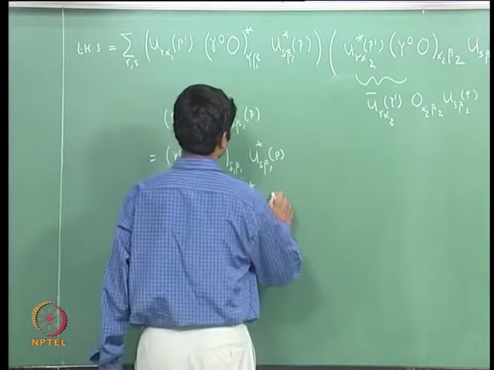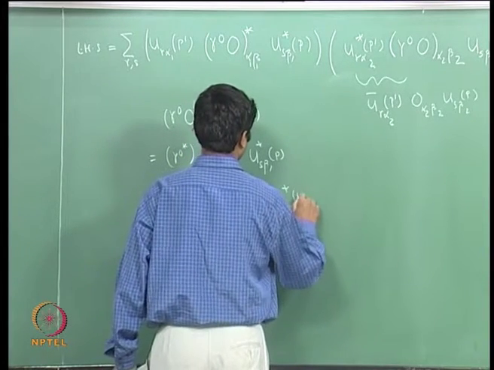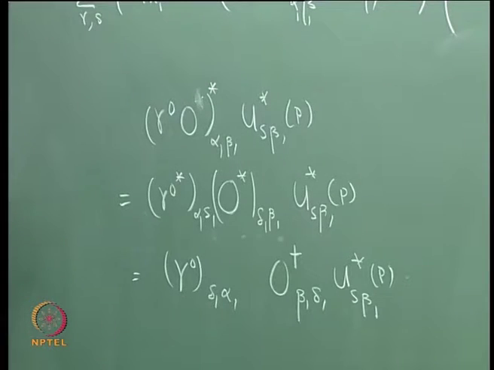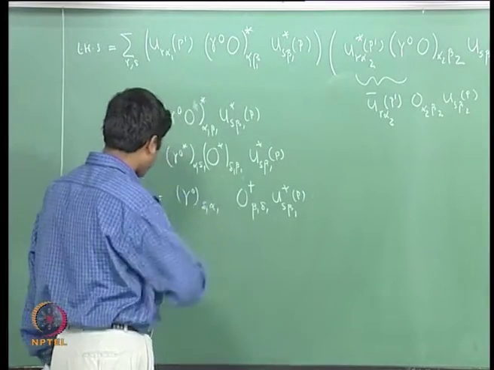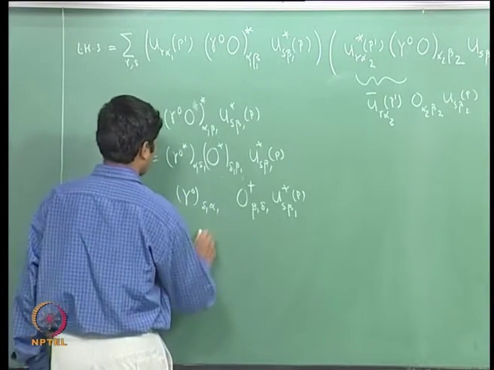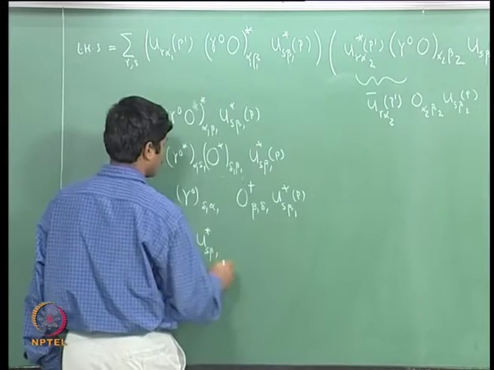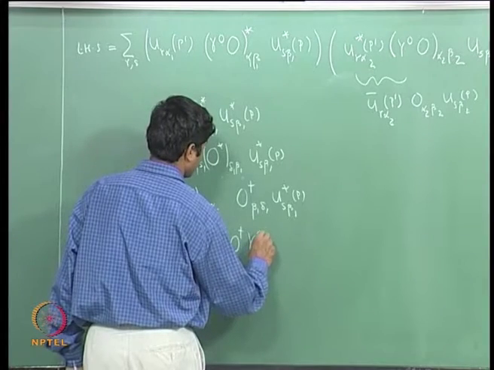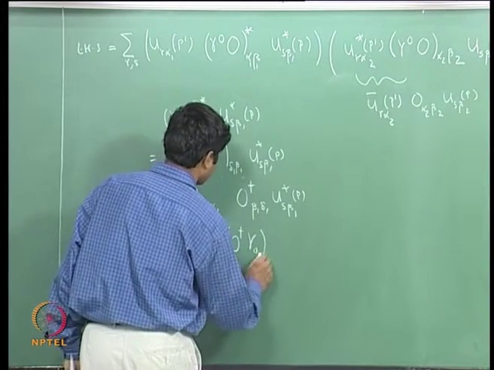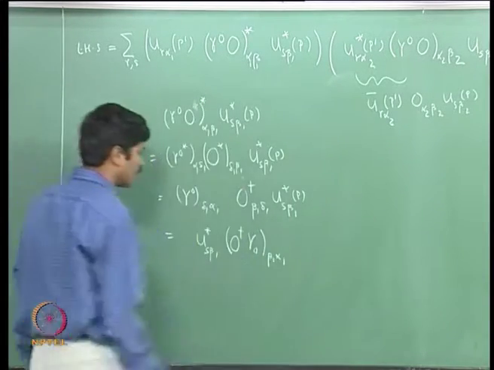and then U s beta 1 star of P. Okay. So, this is simply U s beta 1 star O dagger gamma 0 of beta 1 alpha 1. Okay.